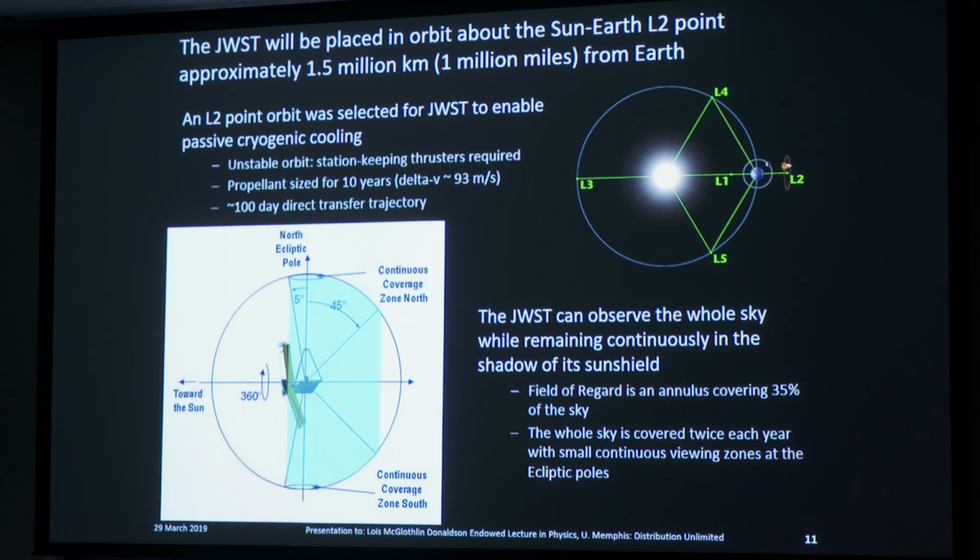And the propellant for those thrusters is the expendable material that will determine the operational life of the JWST. When it runs out of propellant to maintain the orbit, then the mission will be over and the JWST will fall out of this orbit and just be left in some random orbit around the sun. We have that propellant tanked up for about 10 years of operation. So the JWST should last for about 10 years.